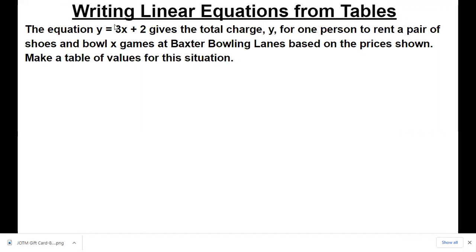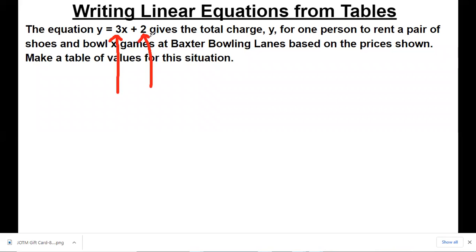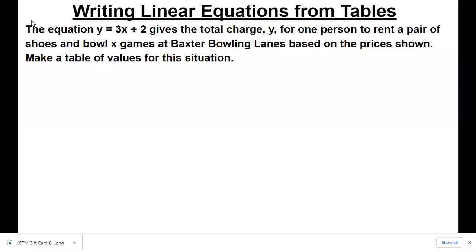So first I just want to point out that this 3 is the rate per game, $3. This 2 is the cost for shoes. Now, when you go bowling and you rent shoes, you only pay the cost for the shoes once. You don't pay for every game that you play to rent the shoes again and again and again. You just rent them for one price. So that's really basically what that equation is showing. So let's take a look.